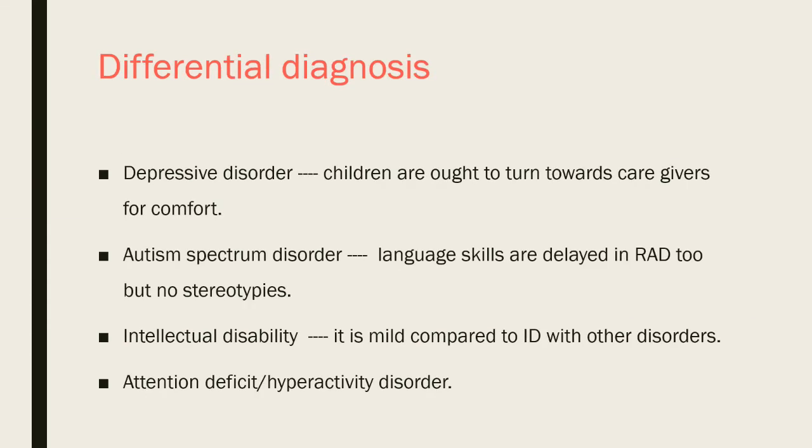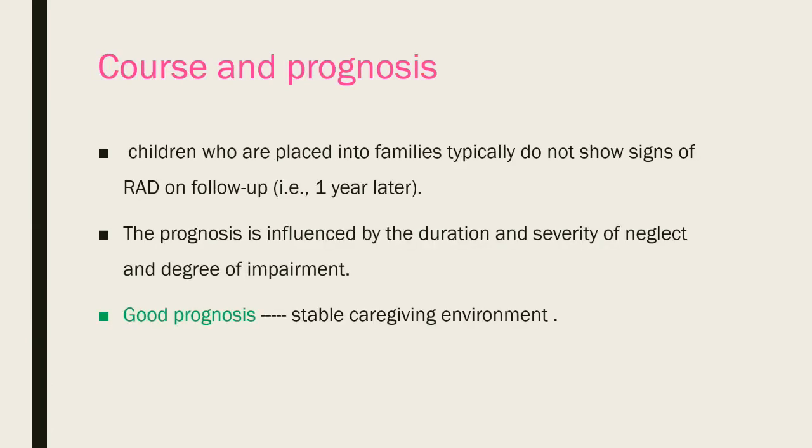Differential diagnosis includes depressive disorder. Here, children are expected to turn towards caregivers for comfort in depressive disorder, whereas it is not present in reactive attachment disorder. In autism spectrum disorder, language skills are delayed, and in RAD language skills are also delayed, but there are no stereotypies, whereas stereotypies are present in autism spectrum disorder. Intellectual disability is mild compared to ID with other disorders. Attention deficit hyperactivity disorder.